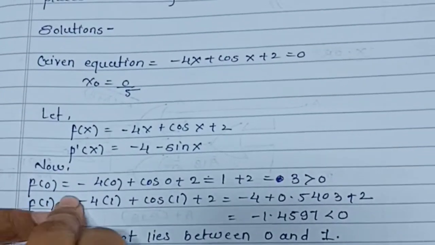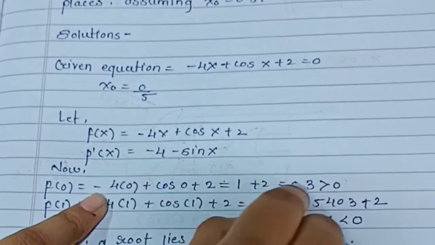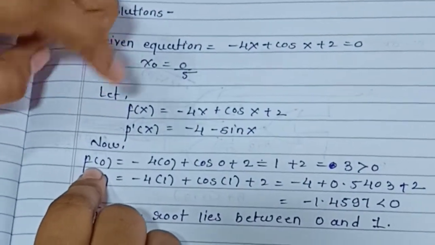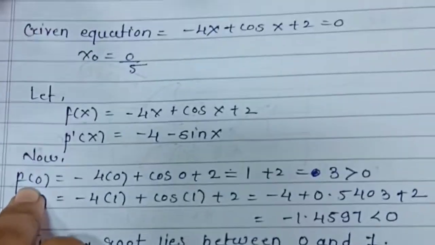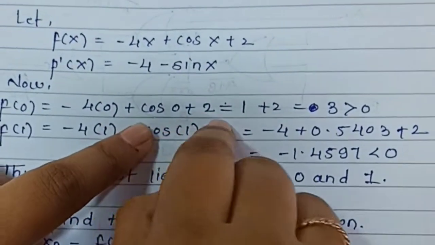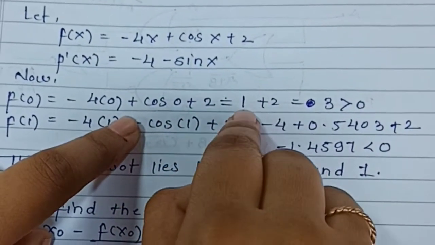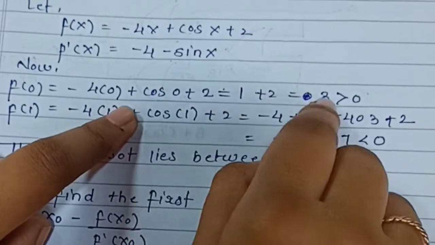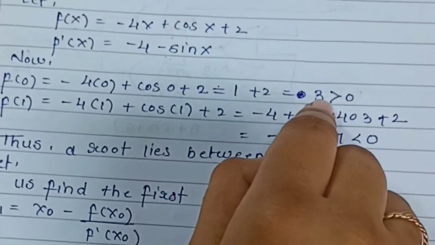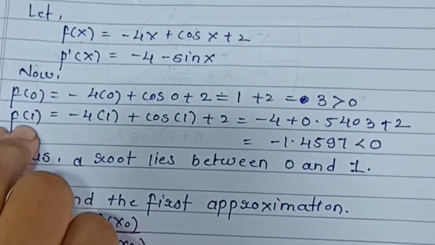Now for f of 0, we can put x equals 0 in the first equation, that is f of x. So we replace x by 0, that is f of 0 equals minus 4 of 0 plus cos 0 plus 2. Here 4 into 0 is 0, the value of cos 0 is 1, and 2 is as it is. So f of 0 equals 3, which is greater than 0. Then f of 1, we replace x equals 1.